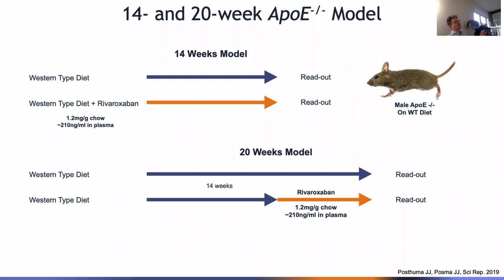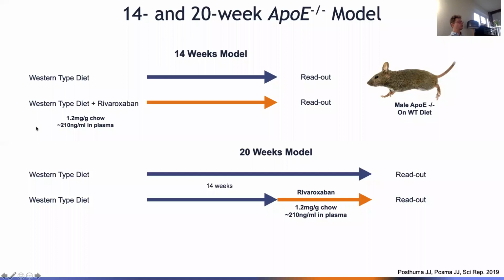So these are the two models that we currently use. It's a 14-week model, APOE knockout mice prone to develop atherosclerosis, and a 20-week model. In our 14-week model, we started off with either a Western-type diet or a Western-type diet supplemented with rivaroxaban. Rivaroxaban is a factor 10A inhibitor, so it's an anticoagulant.